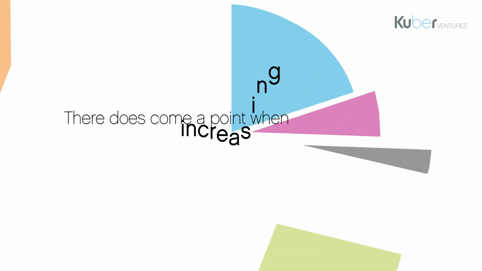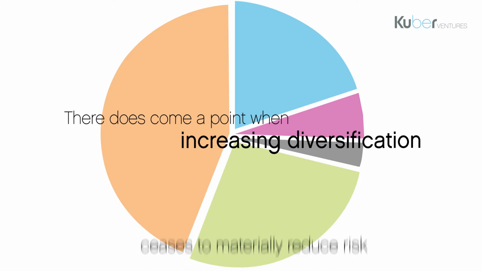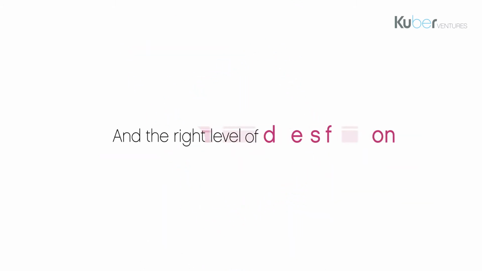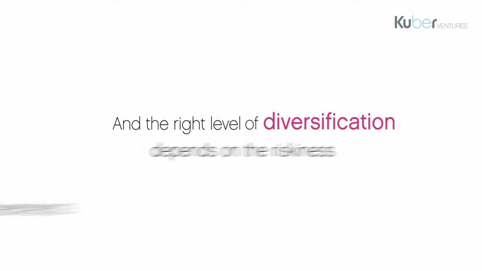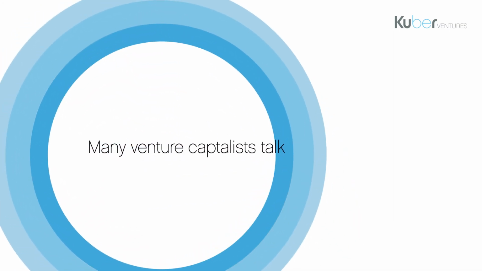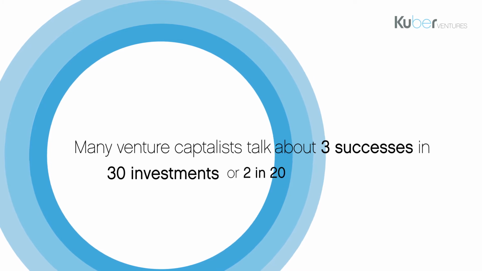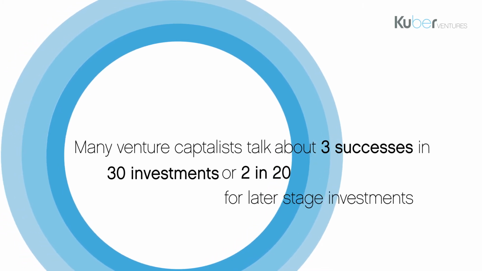There does come a point when increasing diversification ceases to materially reduce risk, and the right level of diversification depends on the riskiness of the individual investments. Many venture capitalists talk about 3 successes in 30 investments or 2 in 20 for later stage investments.